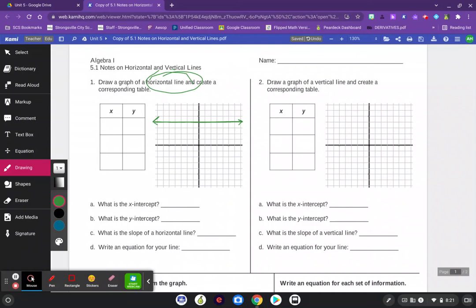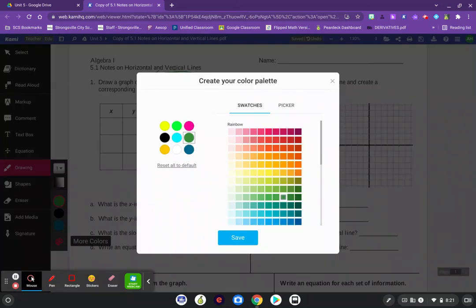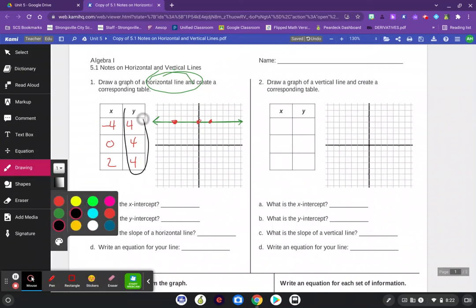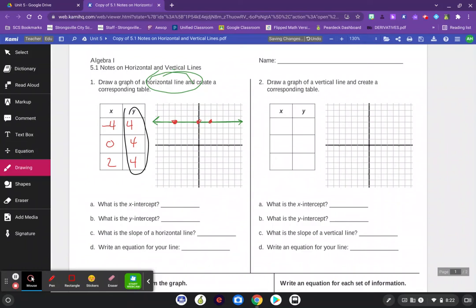So to create that corresponding table, I'm just going to put a couple of dots on this green horizontal line I got. So here's a dot, and here's a dot, and here's a dot. I'm just going to fill out what those ordered pairs are. So it looks like my first ordered pair is -4, 4. And the next ordered pair is 0, 4. And next I got 2, 4. And I notice that all of my y coordinates in this case are exactly the same.